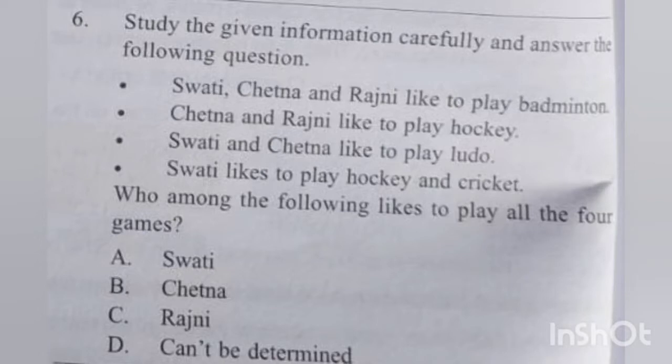That is, all the 4 games, badminton, hockey, Ludo and cricket, you need to think of. First option A is Swati. Now find out, does Swati like badminton? So yes, the first statement says that. Then the third statement says that Swati likes to play Ludo. That is the second game she also likes. Then the fourth statement says that Swati likes to play hockey as well as cricket. That is, option A is the correct one.